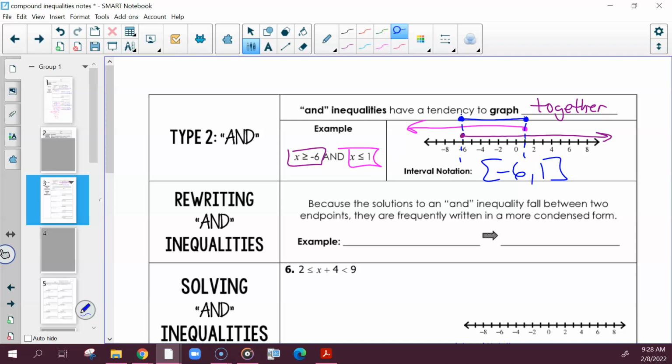Also, because they go together, instead of writing them as two separate things, we write them all as one thing. Think back to your set builder notation. If it was between this and this, it was like 5 is less than or equal to x, which is less than or equal to 6. Same thing. So we would write this: negative 6 is less than or equal to x, which is less than or equal to 1.